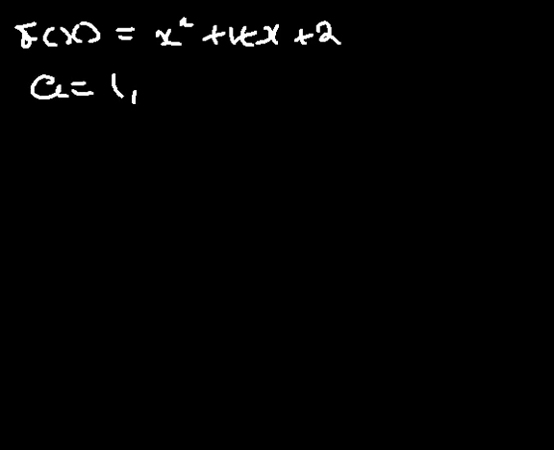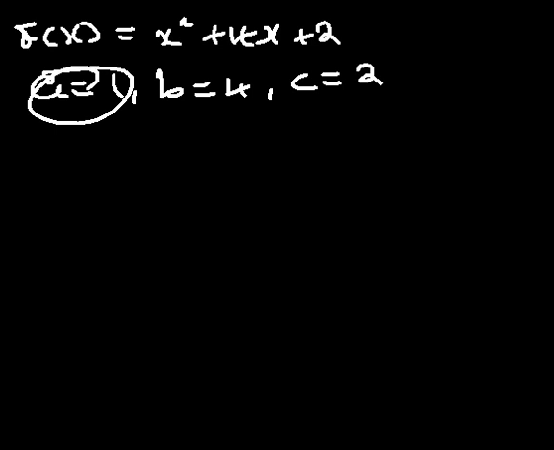Let's say we have a function f of x is equal to x squared plus 4x plus 2. So what is the concavity of the graph of this function? What is the value of a? We have a as 1, b is given as 4, and c is given as 2. So since a is positive, the graph will concave upwards. Take note of that.